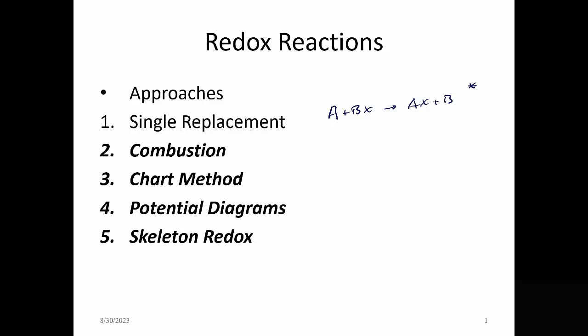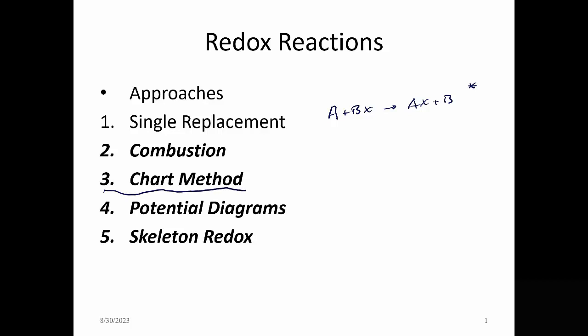Single replacement works great if you don't have certain reactants. In Chem 4, it's easy because you just don't have those reactants. And so we could use single replacement if we restrict ourselves and we understand where it's applicable or where it's not applicable. But instead of using this, I prefer to use the chart method instead.